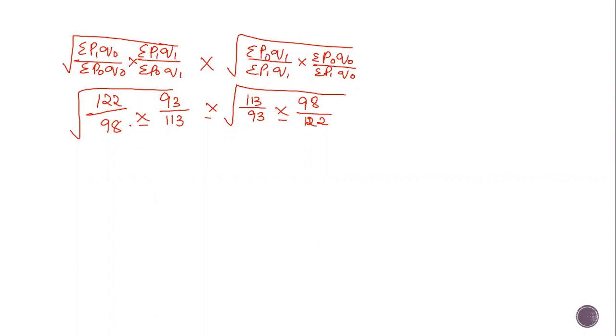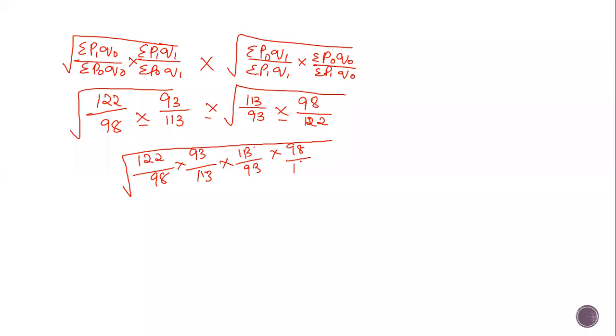So here you do not have to proceed further. As I've already told you, it is in the geometric mean. You can directly write it as a square root. Together you can write 122 divided by 98 into 93 divided by 113 into 113 divided by 93 into 98 divided by 122. So you can directly write like this and directly cancel it. You do not have to proceed once again.